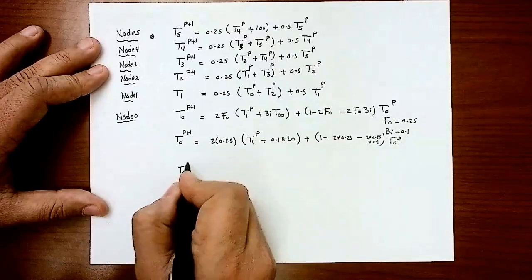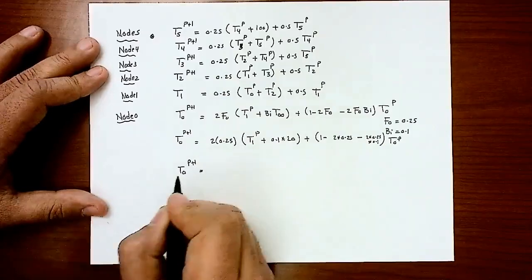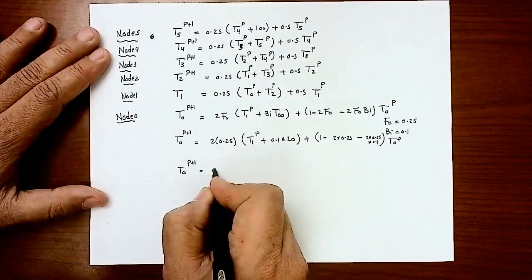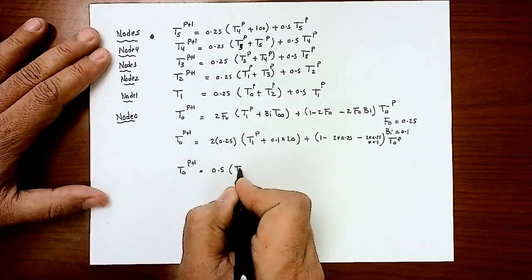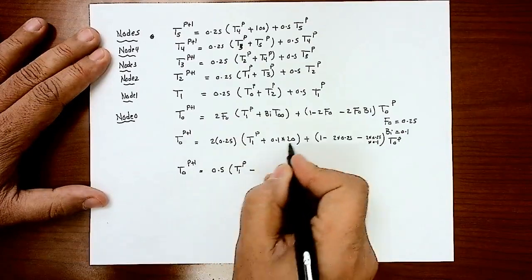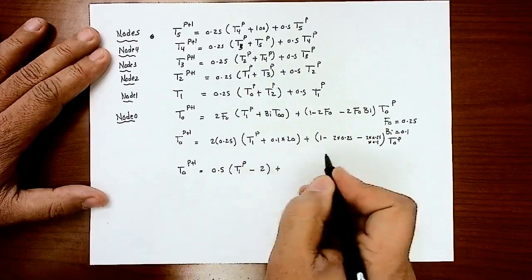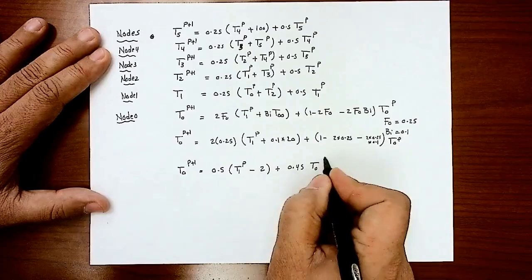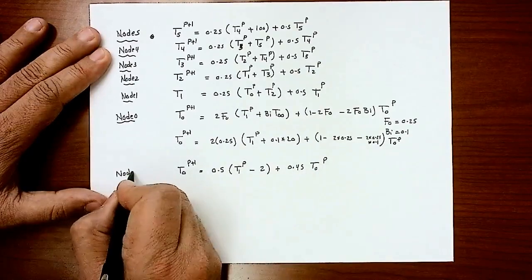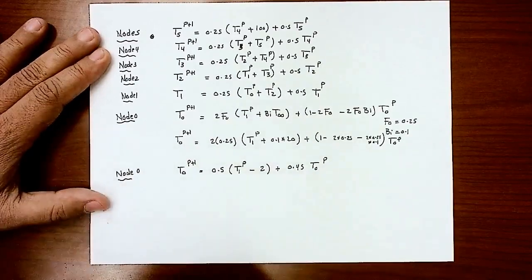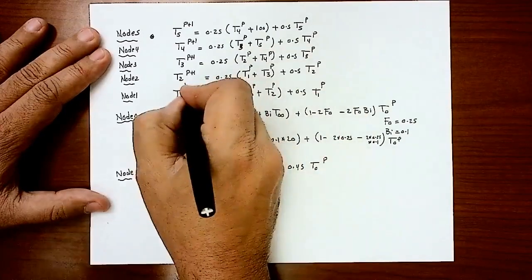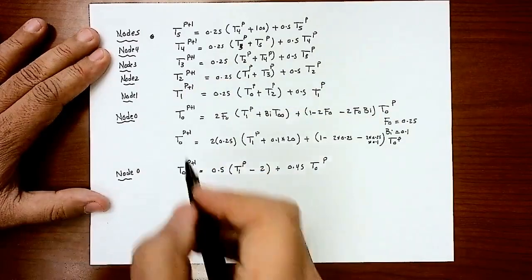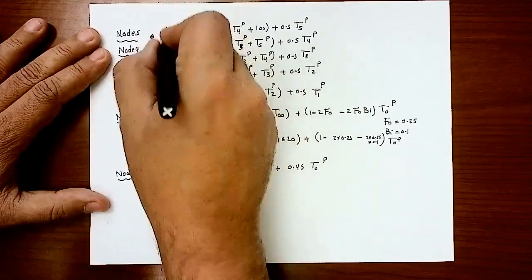So you'll have T node at P plus 1 is equal to, I think I did correct that, it's going to be 0.5 T1 at P, minus this will give me 2, plus this total term will actually be 0.45 T node at P. So that's the node 0 equation. This is P as well, that's P plus 1. So these are the equations.